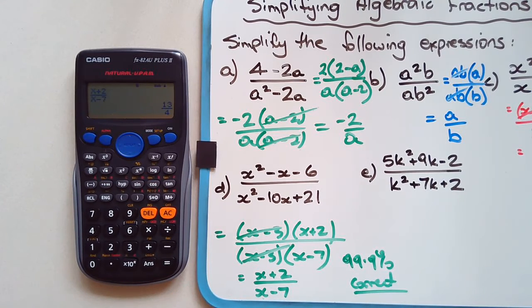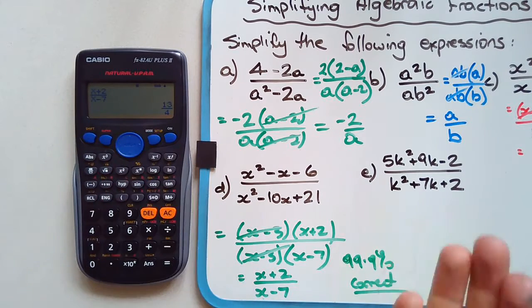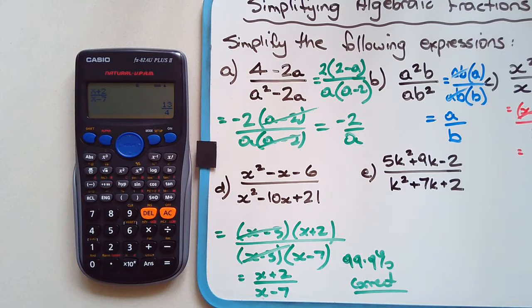So in an exam situation, this is not a bad little tactic, and it will save you a lot of time and will almost guarantee that you've got the right answer. When I say almost, you could fluke it: put in some value for x that happens to give you the same answer, but doesn't mean that you've actually factorized it and simplified it correctly.